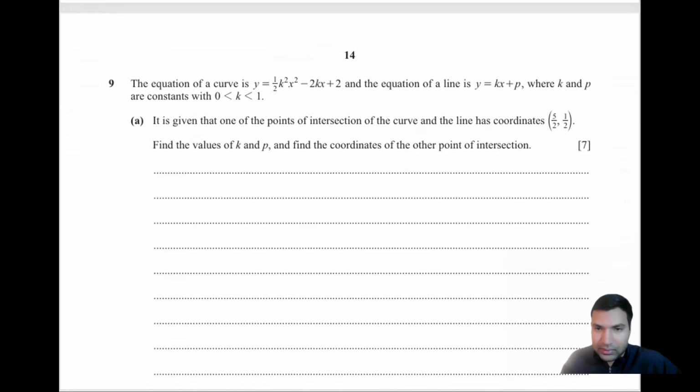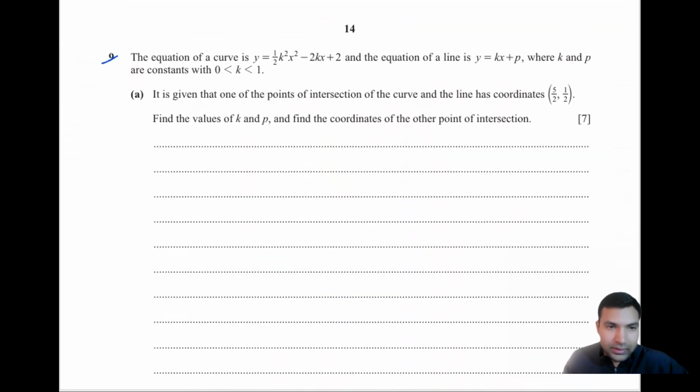Okay, now coming on to the next, ninth question. Let's quickly read this one. We have y equal to a quadratic equation, k squared by 2 x squared minus 2kx plus 2. And the equation of a line is y equal to kx plus p, where k and p are constants. It is given that k lies between 0 and 1. The first question says it is given that one of the points of intersection of the curve and the line has the coordinates (5/2, 1/2). Find the values of k and p and find the coordinates of the other point of intersection. Okay, so we have to do this.